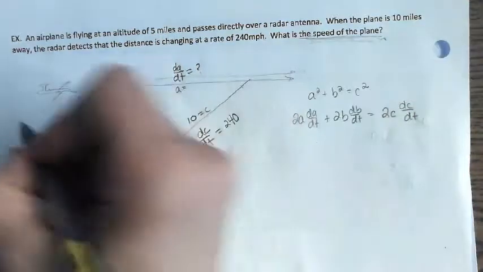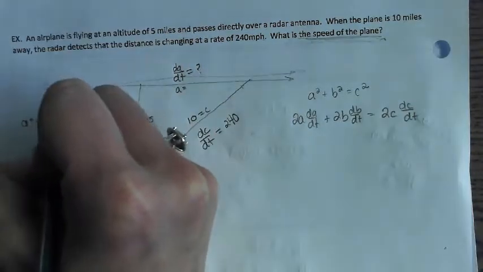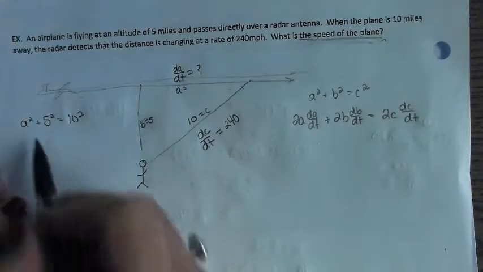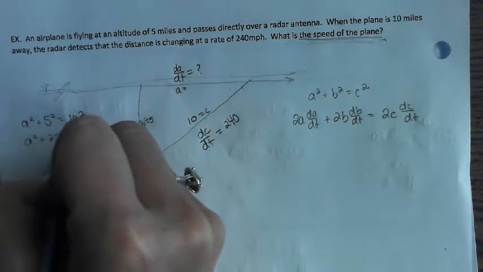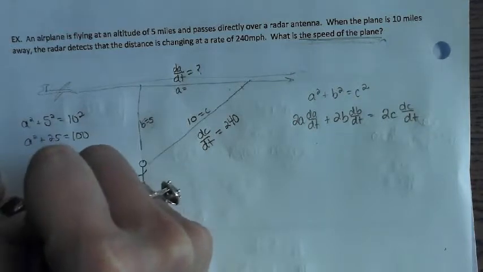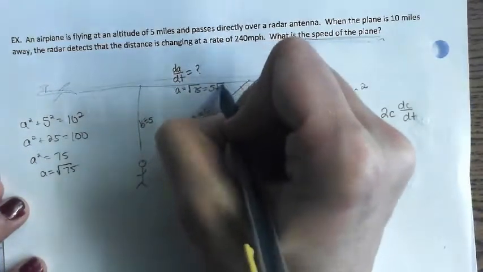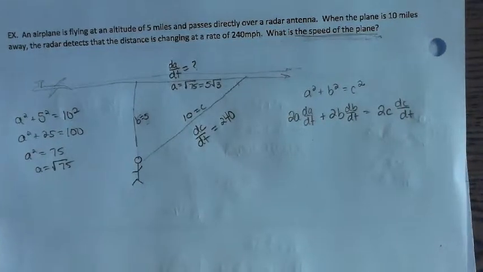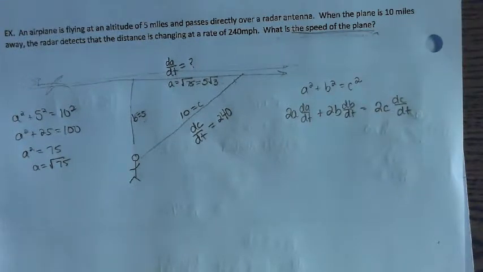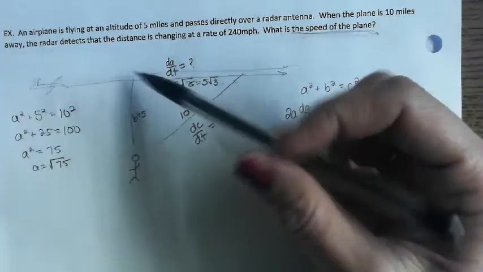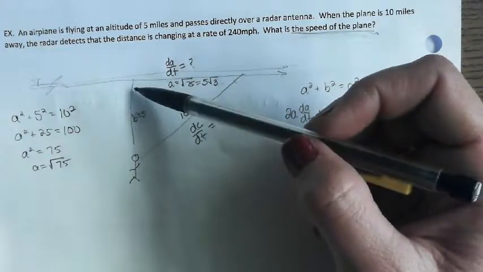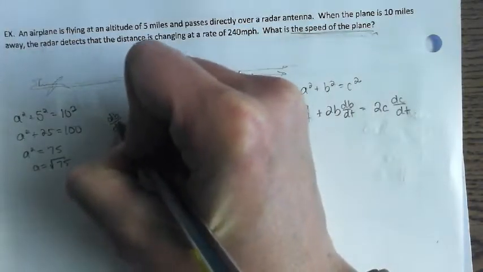Okay, so a squared plus 5 squared equals 10 squared. So a squared plus 25 equals 100. So a squared equals 75, and a is going to equal root 75. If you want, that's 5 root 3. And what is dBdt? Nathan Z. What is the rate at which the altitude? Correct. That is a constant. dBdt equals 0.